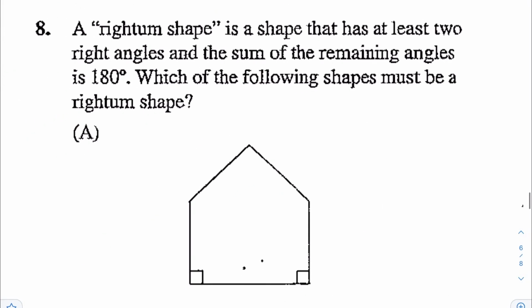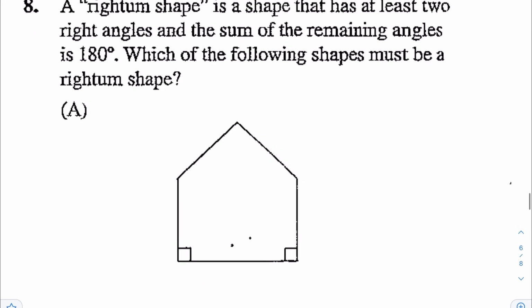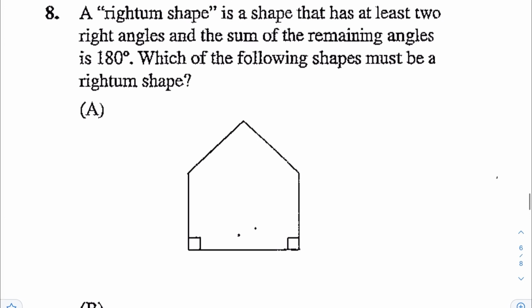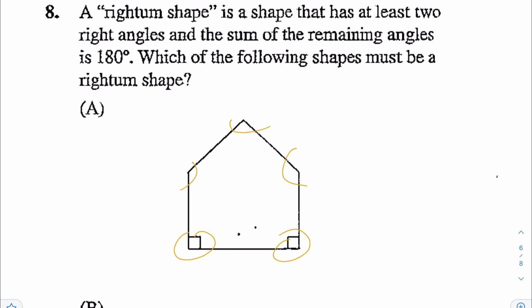All right, next for number 8, a random shape is a shape that has at least 2 right angles, and the sum of the remaining angles is 180 degrees. Which of the following shapes must be a random shape? So here for choice A, you have these two 90 degrees, which is fine, but these 3 angles won't be 180 degrees. We see that this is obtuse, so it's greater than 90, and so is this one. And when you add 2 obtuse angles together, it's already greater than 180.